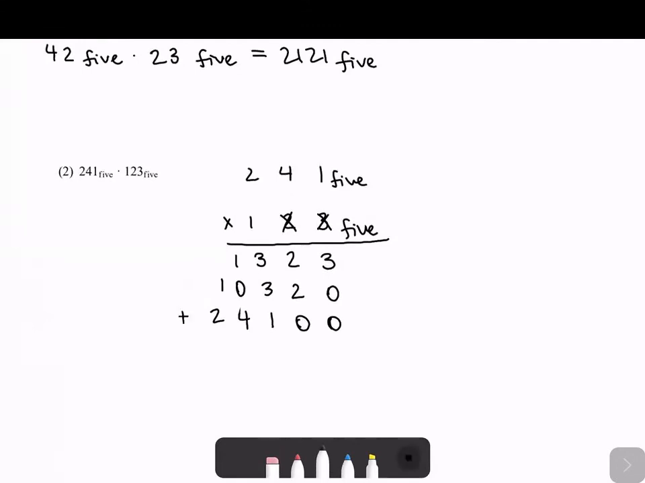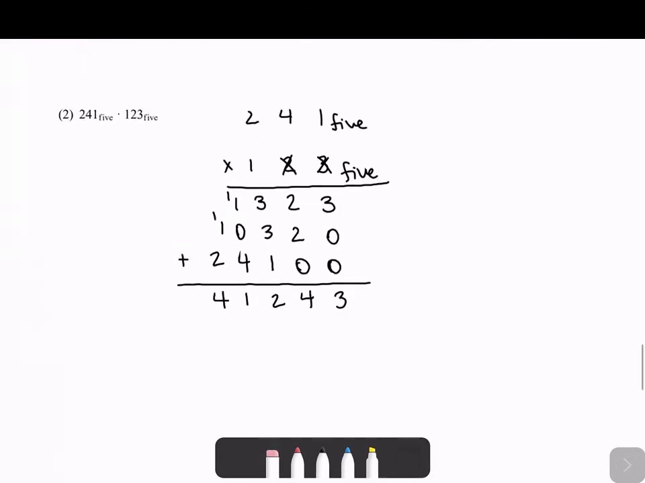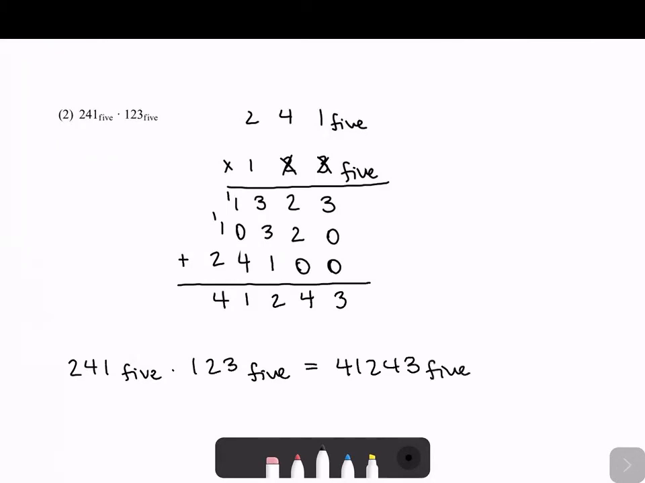So now we can add everything together. So 3 plus 0 is 3, 2 plus 2 is 4, 3 plus 3 plus 1 is 7, which is 1 five, and there's 2 left over. 1 plus 1 plus 4 is 6, which is 1 five, and there's 1 left over. And then 1 plus 1 plus 2 is 4. So now we write our final answer. So we have 2, 4, 1, base 5 times 1, 2, 3, base 5 is 4, 1, 2, 4, 3, base 5.